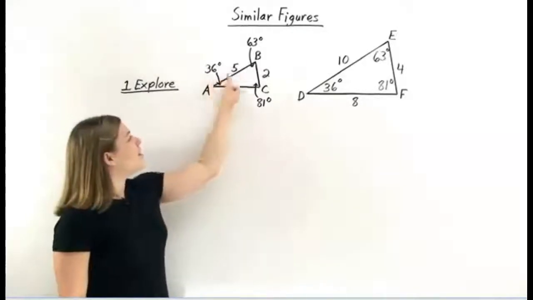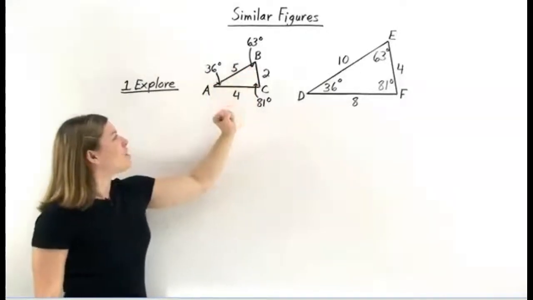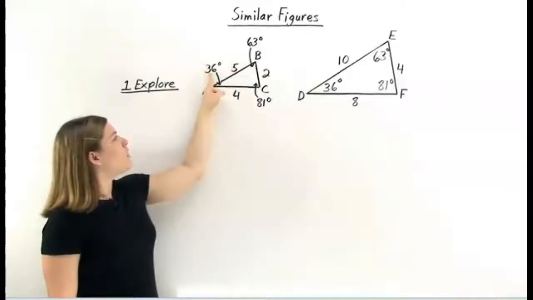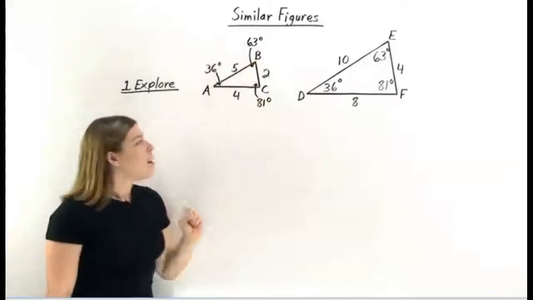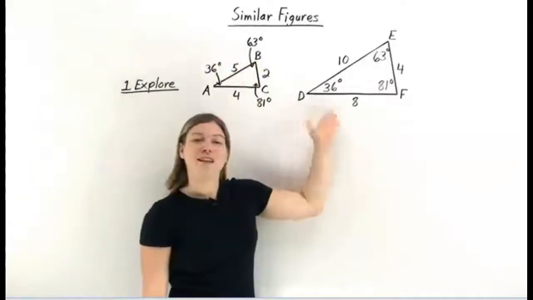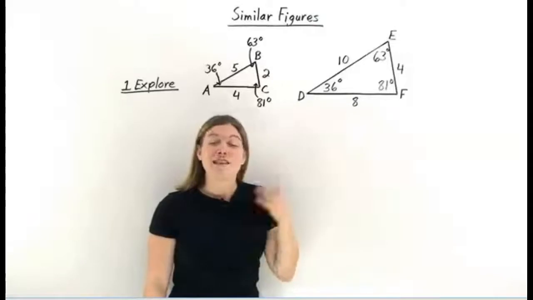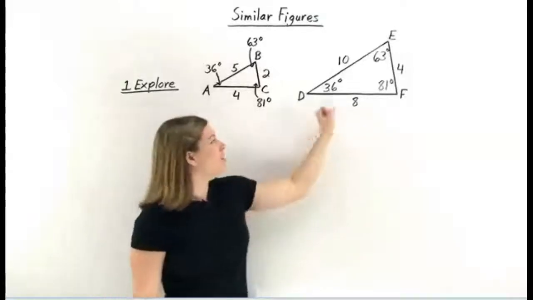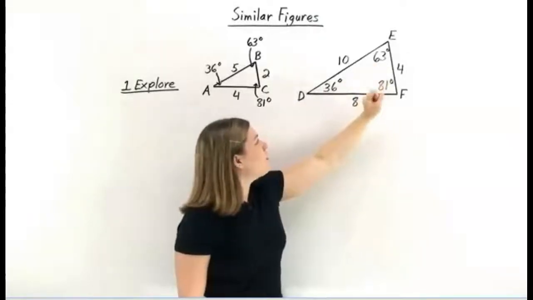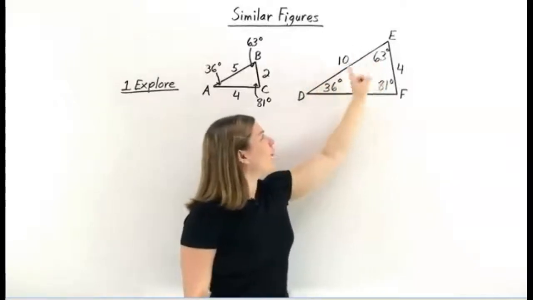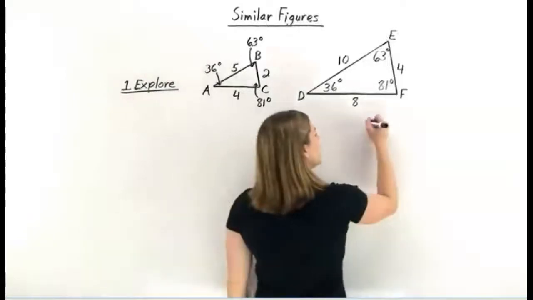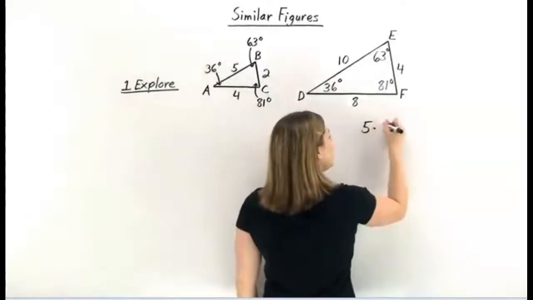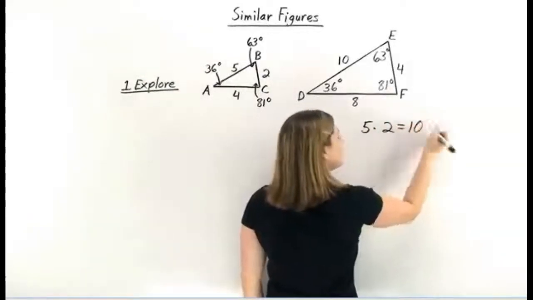Well, let's take a look at this side. This side has a measurement of 5, and it sits in between the angles that measure 36 degrees and 63 degrees. Now, we can find the corresponding side in this triangle by finding the side that sits between the same two angle measurements, 36 degrees and 63 degrees. This is the corresponding side. It measures 10. You know, we could get from 5 to 10 by taking 5 and multiplying it by 2.